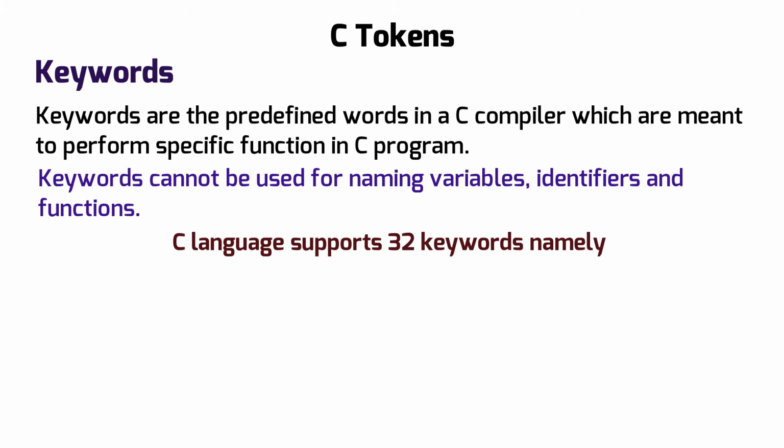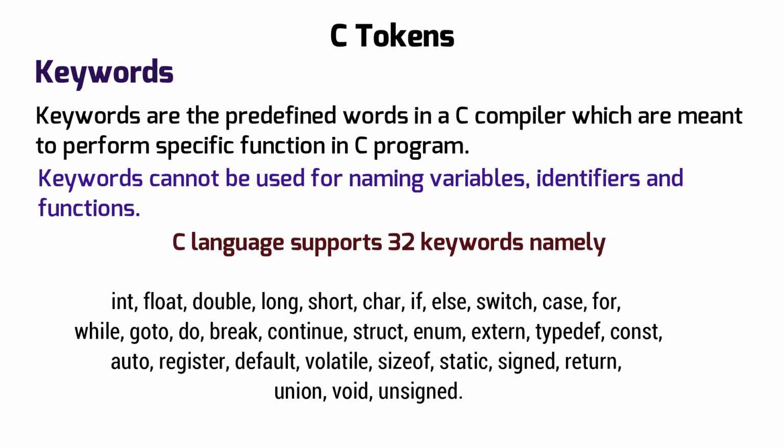C language supports 32 keywords, namely int, float, double, long, short, char, if, else, switch, case, for, while, goto, do, break, continue, struct, enum, extern, typedef, const, auto, register, default, volatile, sizeof, static, signed, return, union, void, and unsigned. So these are the 32 keywords which the C language supports.